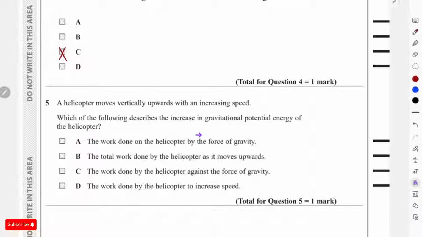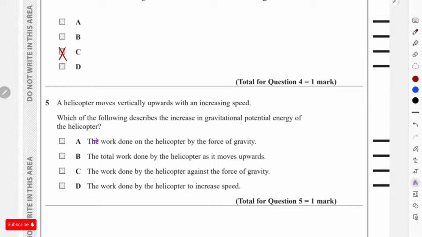The work done on the helicopter by the force of gravity, the total work done by the helicopter as it moves upwards. This is not the correct answer, because they're saying that no other forces are acting on the helicopter, but that's not the case, right? Gravity always acts on this kind of thing. If you're moving away from the earth, then gravity will act as long as you're under the gravitational field strength.